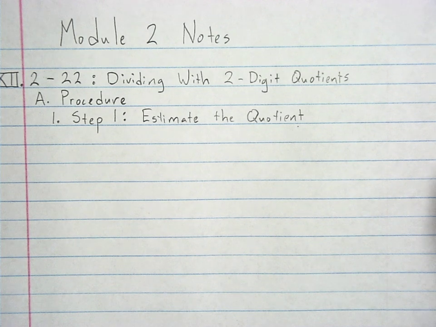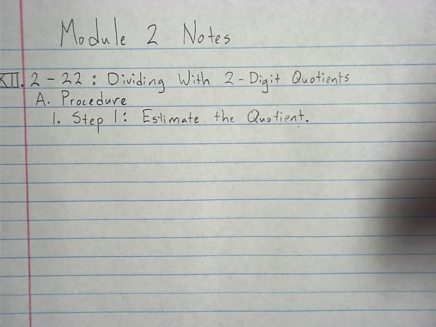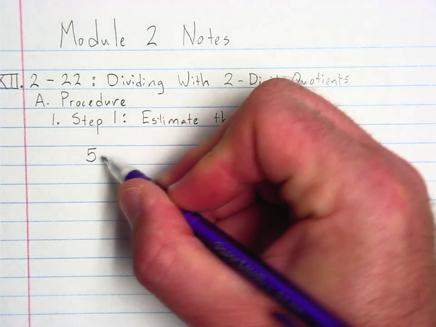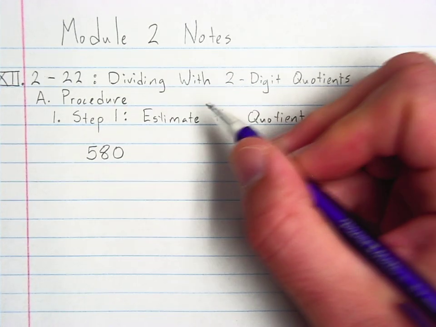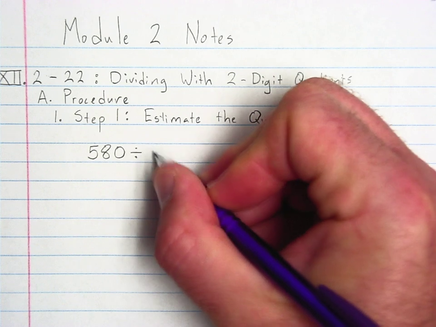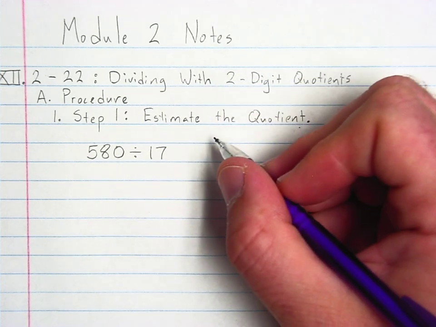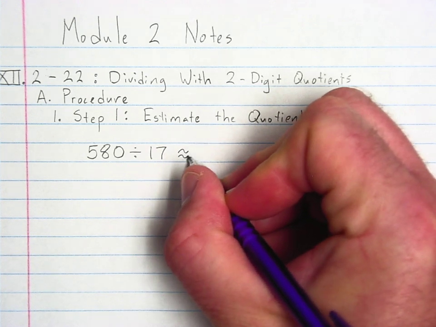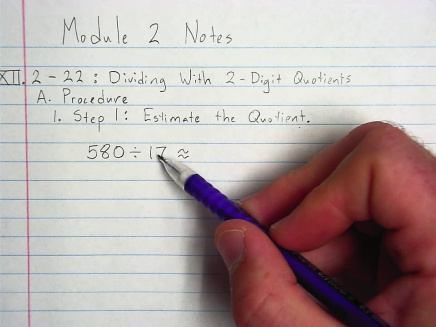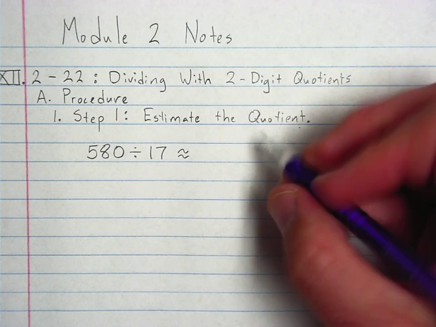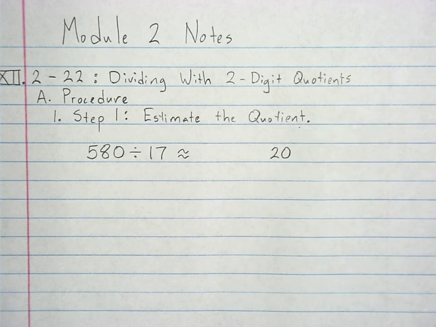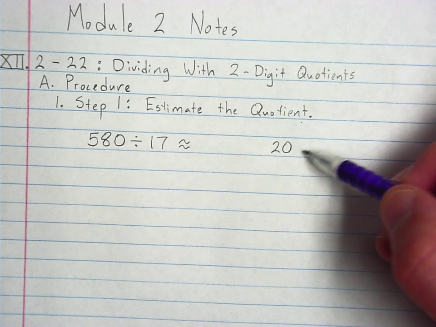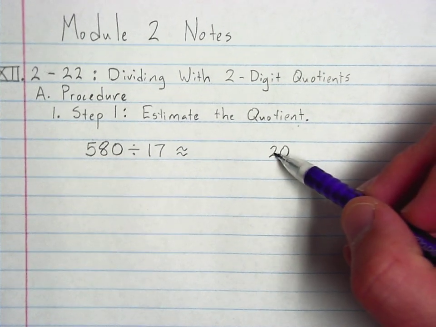Estimate your quotient. Estimate what you think it's going to turn out to be. So, if I give you a problem that looks like this, 580 divided by 17, I am going to start with the divisor, and I'm going to say, okay, 17 is pretty close to 20. 17 is between 10 and 20, but it's closer to 20. We're rounding to the nearest 10.